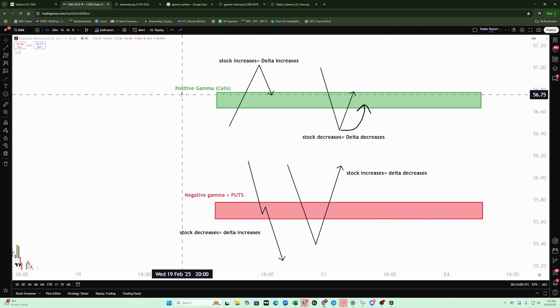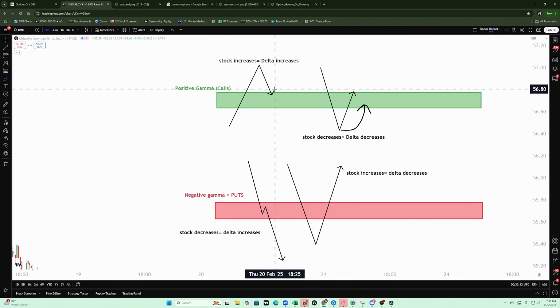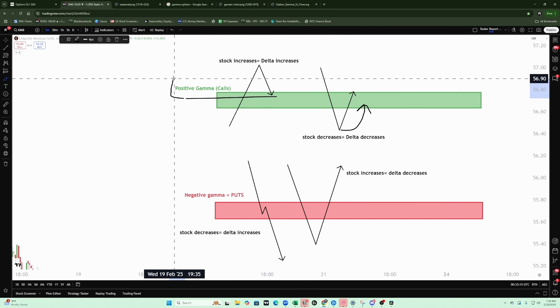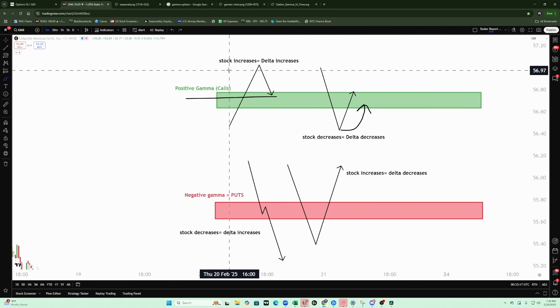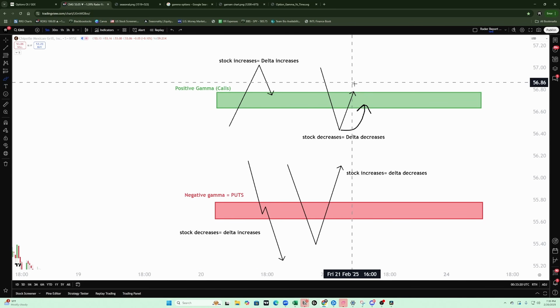It's very rare in today's markets. It only happens during certain conditions. But again, in the majority of cases, a large area of calls, which creates positive gamma for a market maker, is where you can actually see these reactions take place.